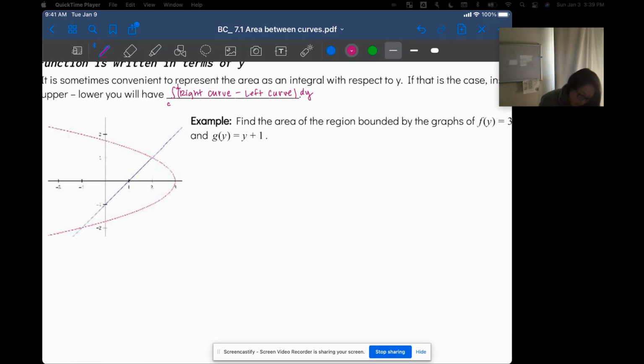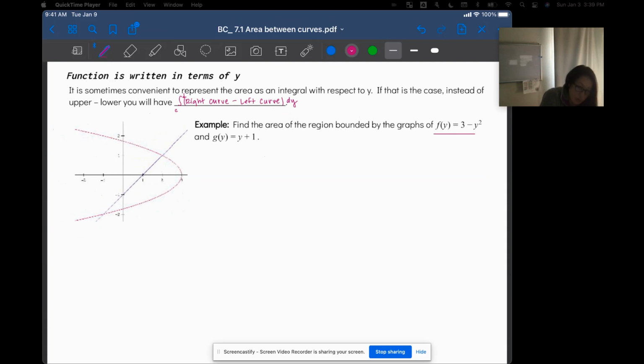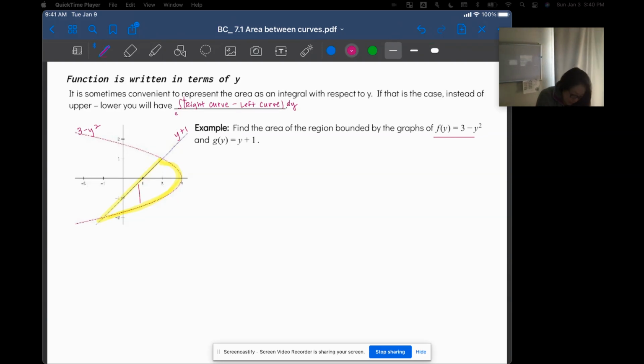Okay, so if we look at our function, we have f of y is equal to 3 minus y squared, and the line is y plus 1. So I want to find the area between these two curves. The reason I want to do this in terms of y instead of x is that if I try to get the area between the two curves vertically, I end up with a problem because the top curve and the bottom curve are basically the same curve. We can do this, but it's just more work.